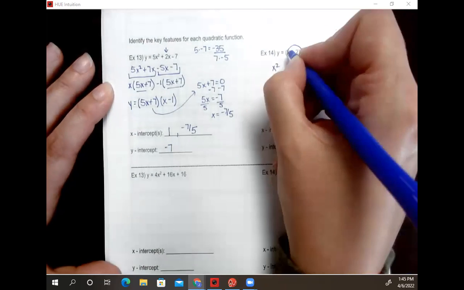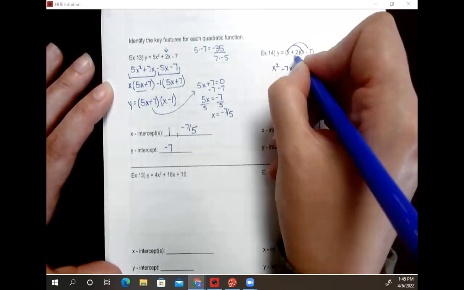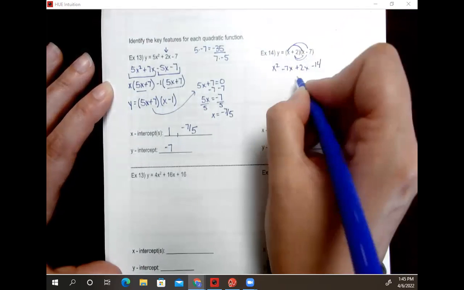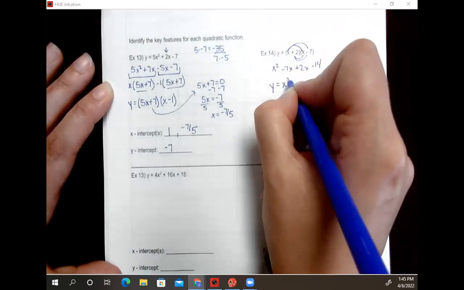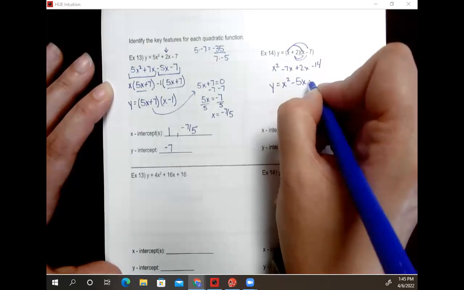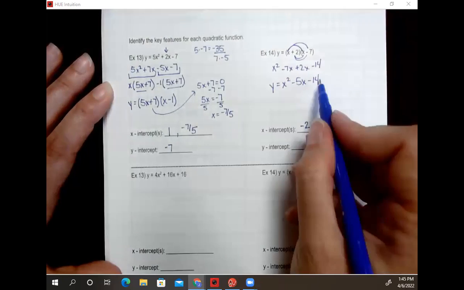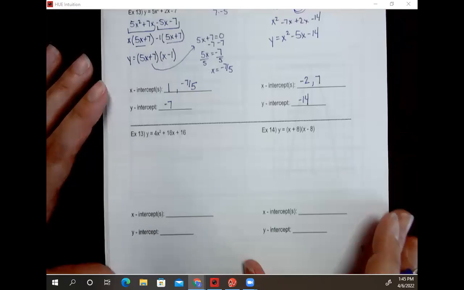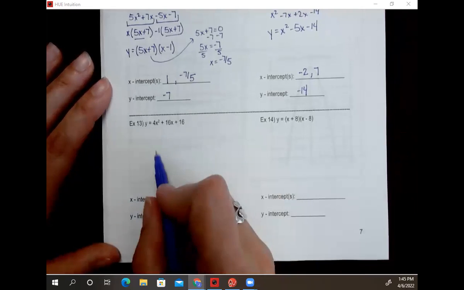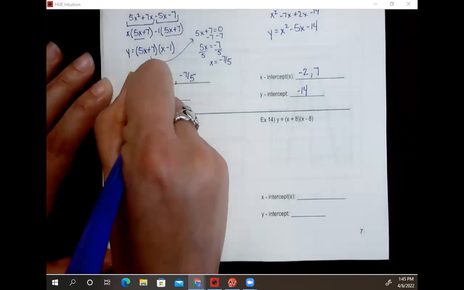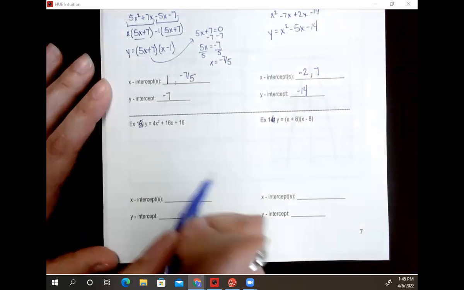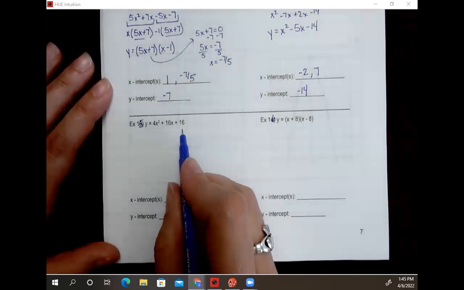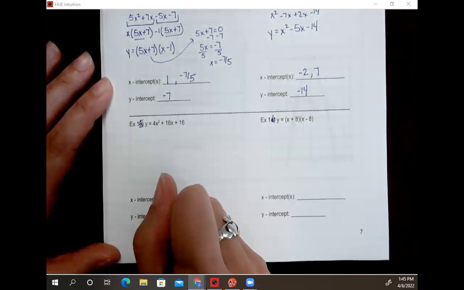X times x is x squared minus 7x plus 2x minus 14. And I'm just going to tidy this up by combining my like terms. So I get x squared minus 5x minus 14. So my y-intercept is -14. Down at the bottom here, this should be 15 and 16, but number 13, part 2. This is in standard form, so our y-intercept is 16.